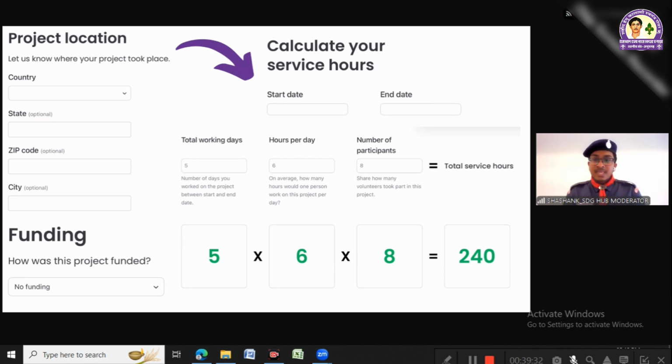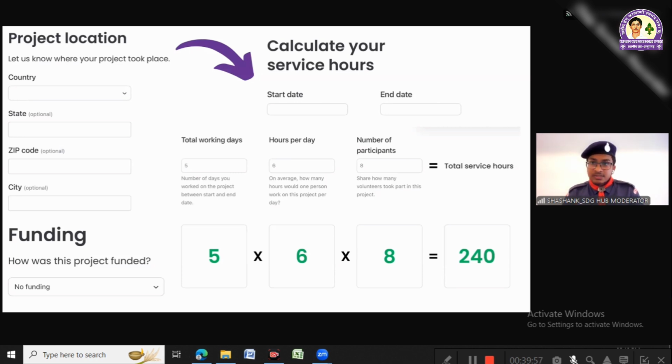And if you see the example here, I have written 6 hours per day. This is generally the acceptable limit that we agree in the hub. And lastly, the number of participants. This is a very common mistake that we notice that individuals make in the number of participants.